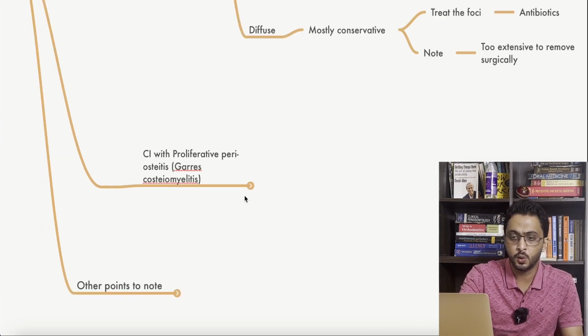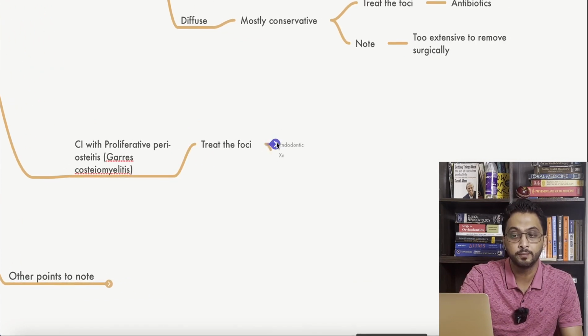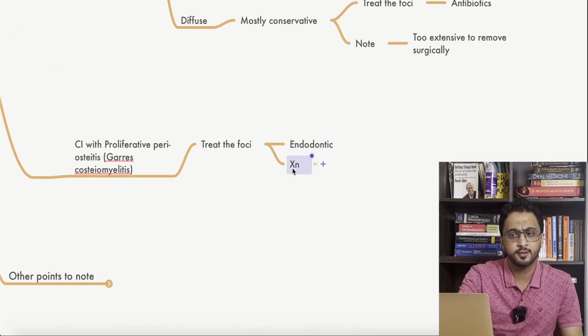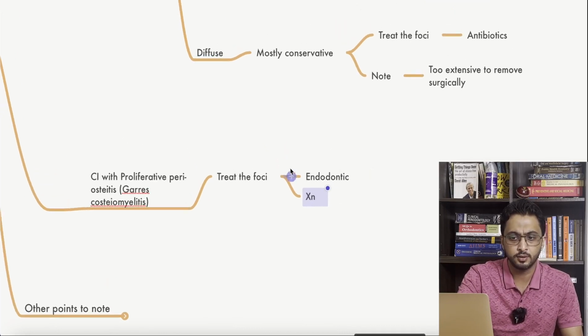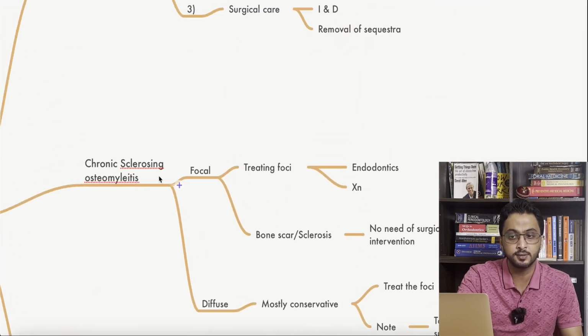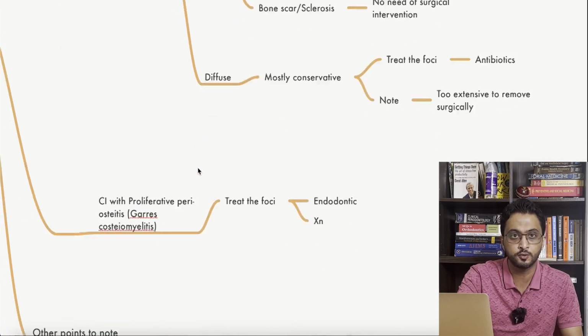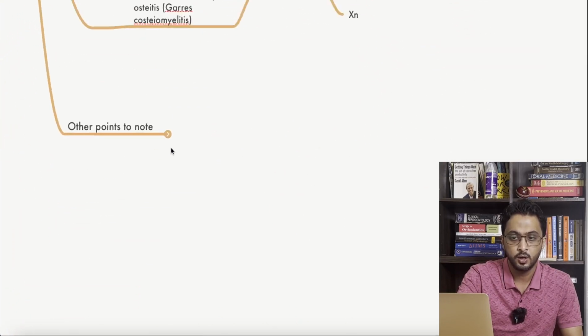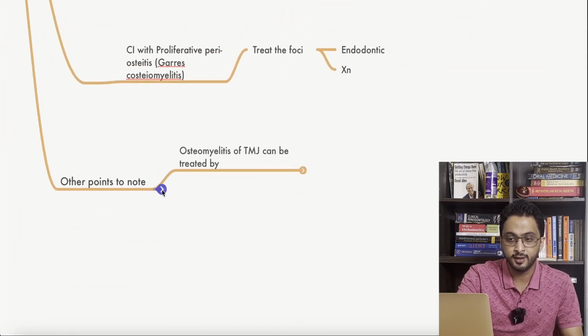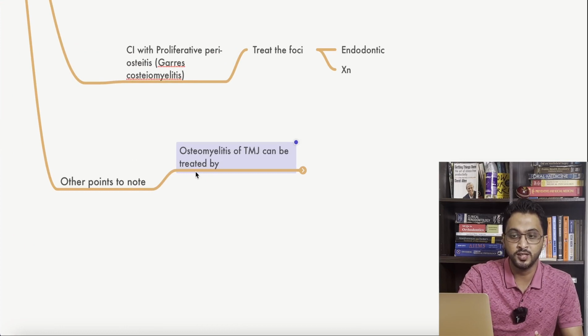Now what about proliferative periostitis? Again, treat the foci. Extraction, endodontics. Basically, proliferative as well as focal sclerosing both have the same etiology, which is caries. So finally, points to note.